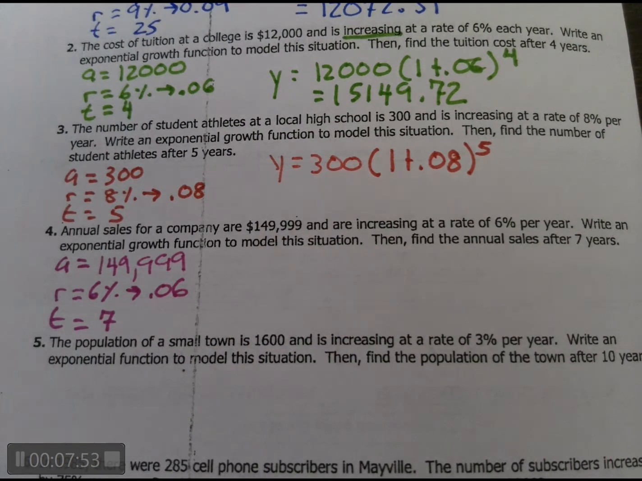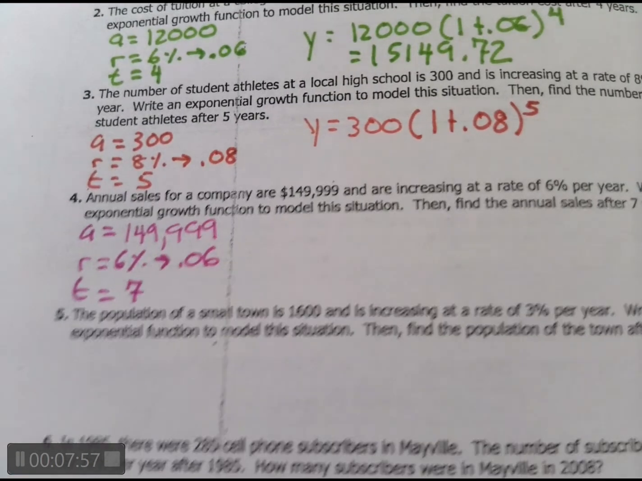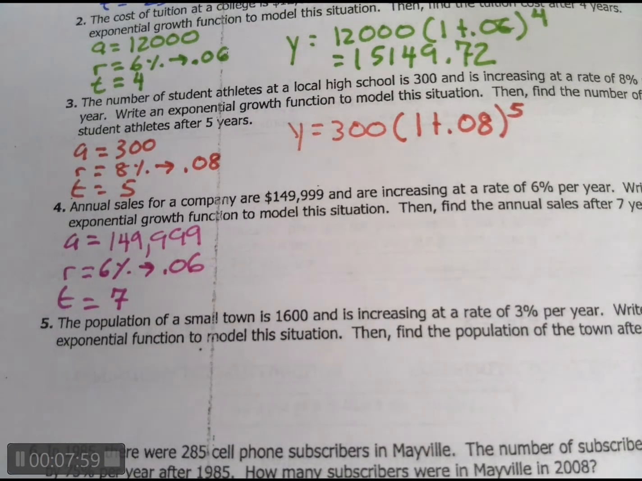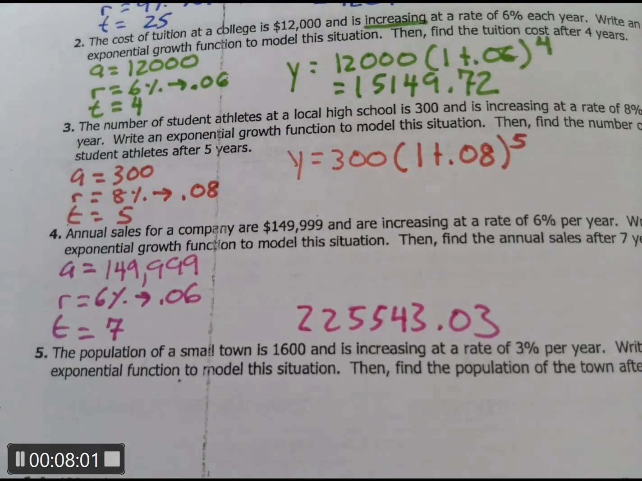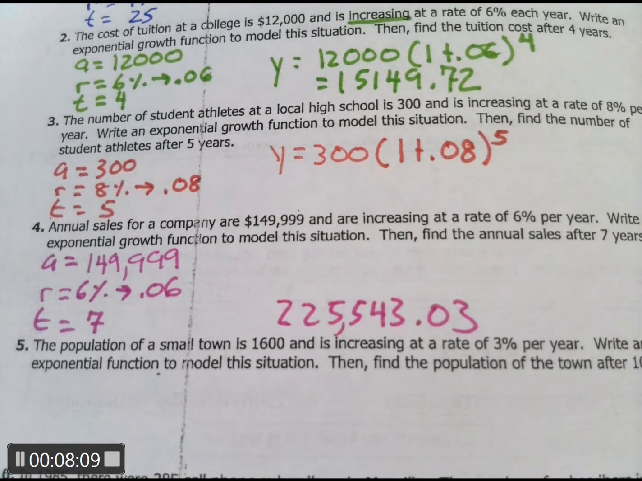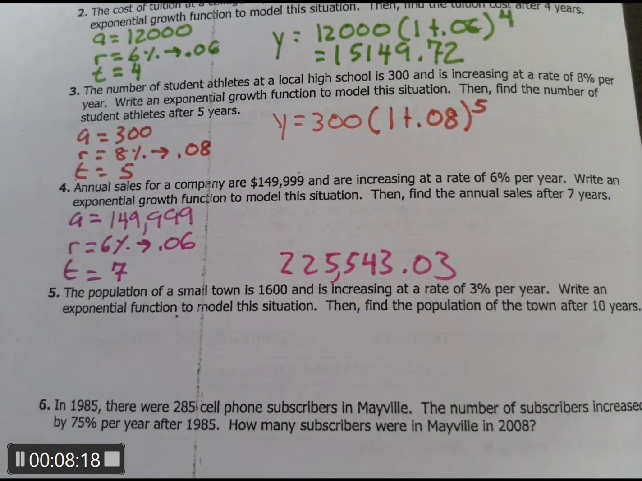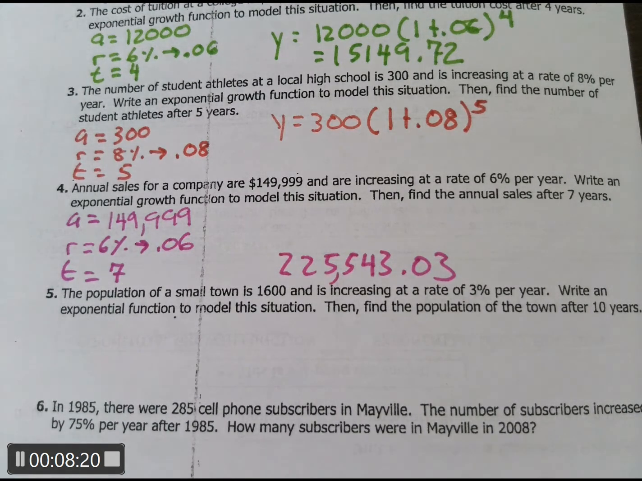Okay, so you guys got your answer for your equation for number 4, so let me give you that answer. Once you typed it into your calculator, you should have gotten 225,543.03. Sorry, numbers are hard. Let's look at number 5.